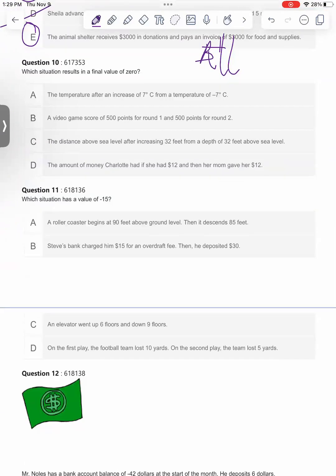Temperature after an increase of 7 degrees from a temperature of negative 7. Yeah, negative 7 plus 7. Video game score of 500 and another 500. Nope, that's 1,000. The distance above sea level after increasing 32 feet from a depth of 32 feet above sea level. Well, now you're at 32 plus 32. That's 64. Amount of money Charlotte had if she had $12 and then her mom gave her $12. Nope, she's got 24 now.